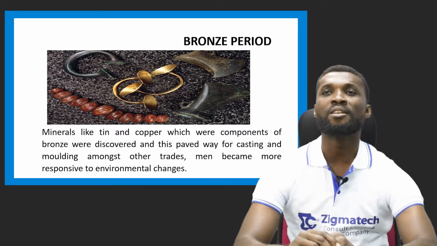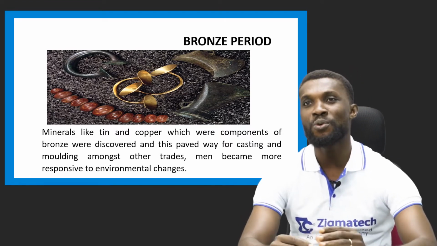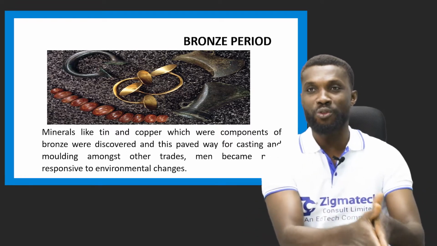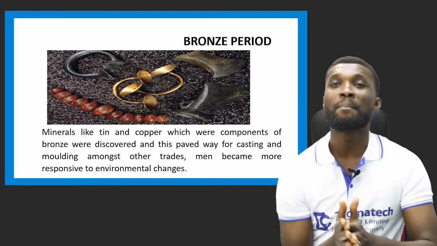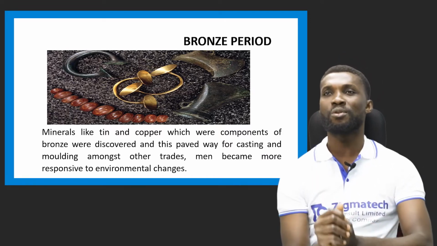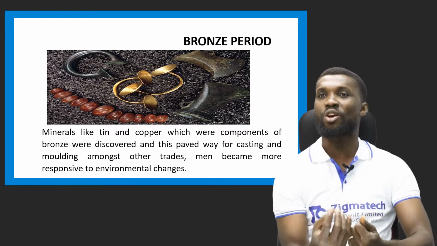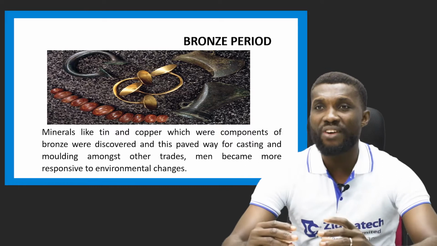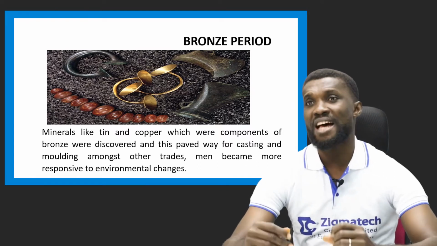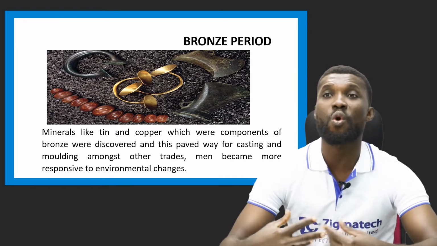It's known as the Bronze period. Now look at how beautiful that image is. It shows you that they graduated from stone to wood. From wood, they started producing metal. And the first metal they produced was bronze. Now the bronze minerals, tin and copper, were components of bronze, and they were discovered in this period. And this paved the way for casting, modeling, amongst other trades.